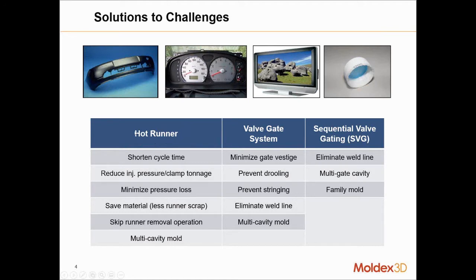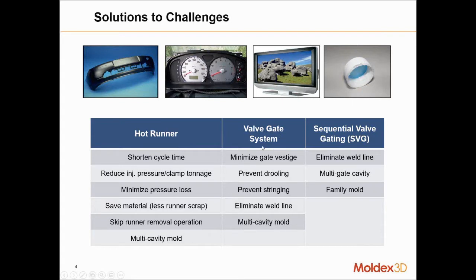All right, minimize the pressure loss. This is more of just due to being a hot runner in general. The pressure loss change that we see from a cold runner to a hot runner is quite drastic because of the volume that we don't have to fill. All right, and then saving the material. This is just, again, hot runner. You don't have the cold runner. You don't have to fill any sort of volume. Skipping the runner removal operation just shortens the production cycle. And then multi-cavity molds can be more easily facilitated with hot runners because of the lower pressure requirements and the lower amount of material required.